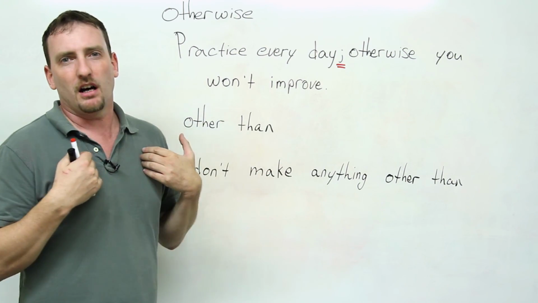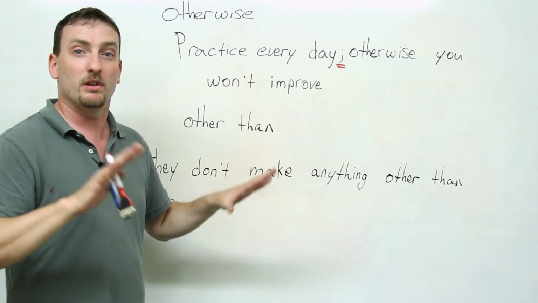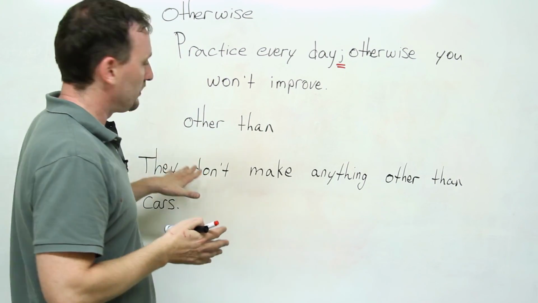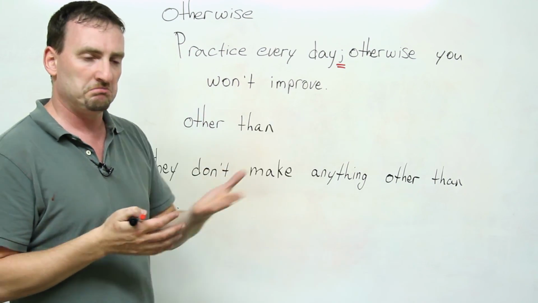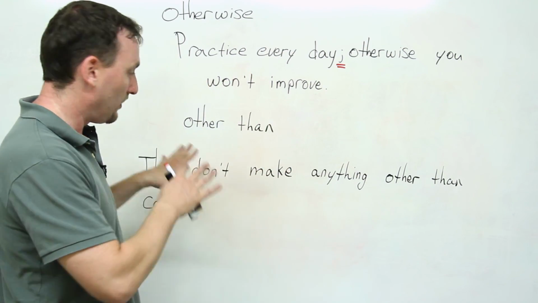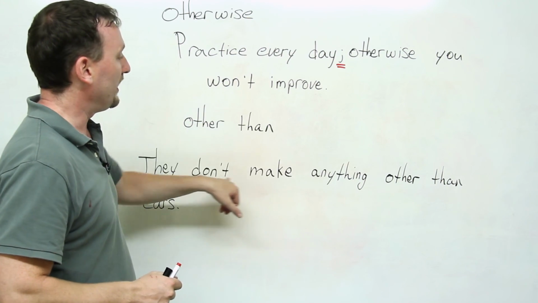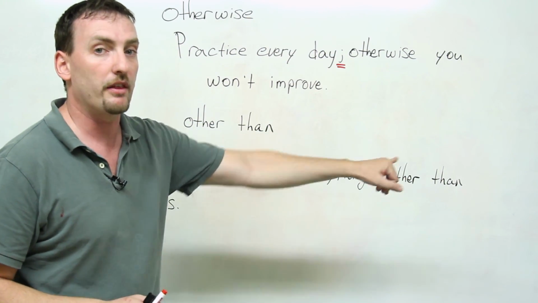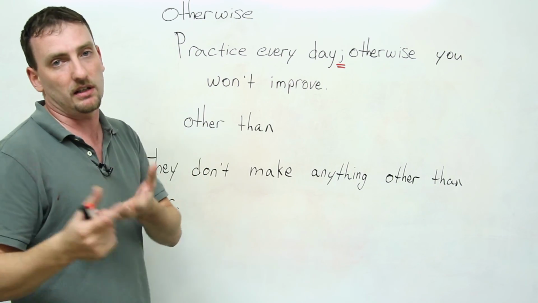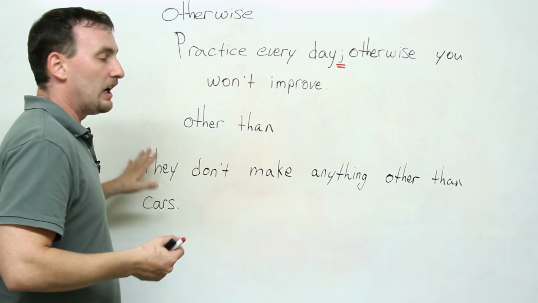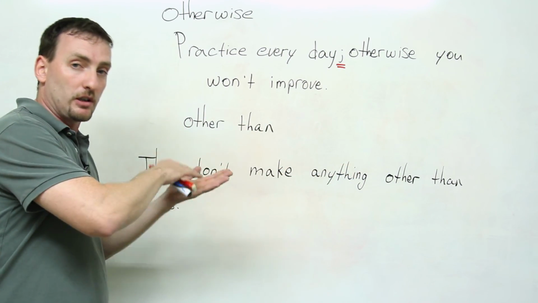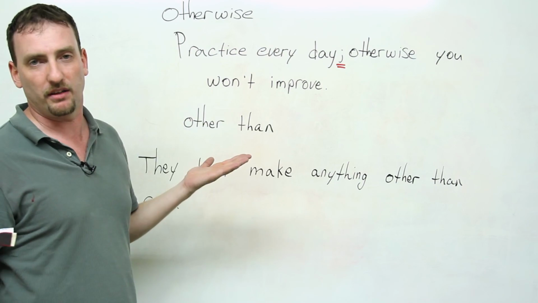When I buy a car, I want a company that only makes cars. So I know they're concentrating on the cars. So for example, Chevy. You don't see any Chevy computers or Chevy guitars or anything like that. Only cars and trucks. They don't make anything other than cars. Means they only make cars. Other than cars, they don't make anything. Not including cars, they don't make anything.